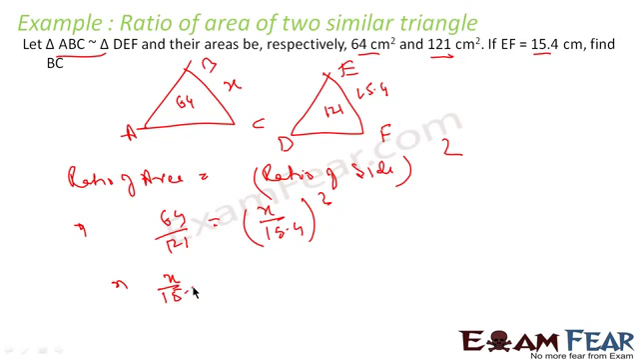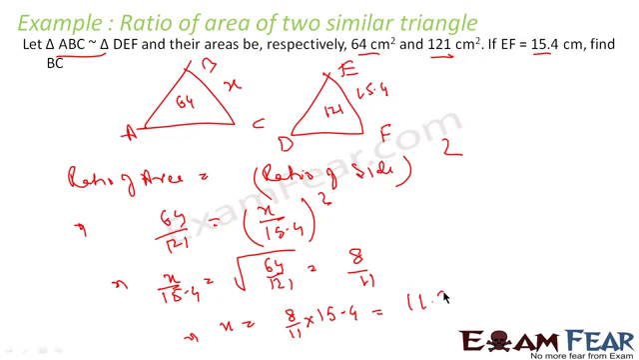Or I can say that X by 15.4 is nothing but root over 64 by 121, that is 8 by 11, or I get X is nothing but 8 by 11 into 15.4, that is nothing but 11.2 centimeter, and that is my answer. Very simple. Ratio of area of two triangles is ratio of side square. Ratio of area we found 64 and 121. Side square is X by 15.4 square. We got X is equal to 11.2.